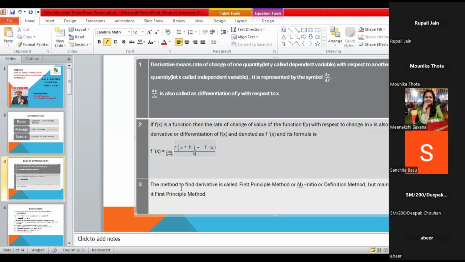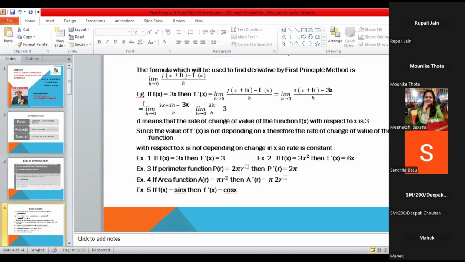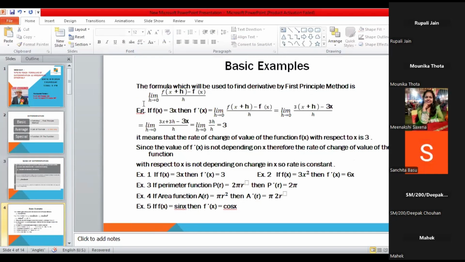So the method to find the derivative is called the first principle method, or ab initio method, or definition method. These are other names of this method, but mainly we call it the first principle method. So I request everyone, please make this concept very clear: what derivative and differentiation mean in the case of quantities, like the first point, or in the case of a function, like point number 2.